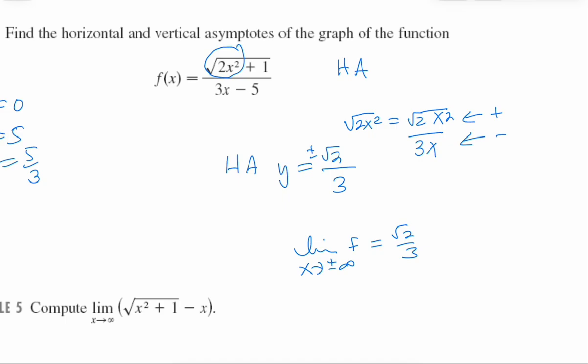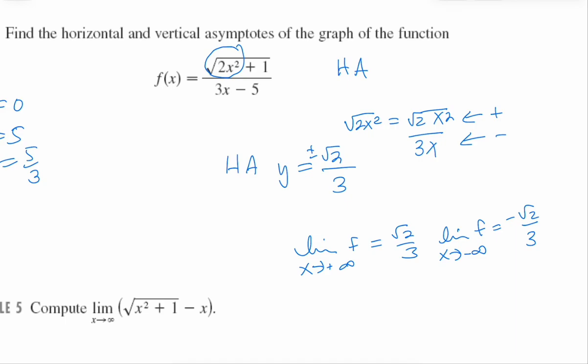So our right end heads to square root of 2 over 3. Our left end heads to negative square root of 2 over 3. And when you plug in a negative, what happens? Well, the top squared it first before it square rooted it, and the bottom didn't, so it stayed a negative. It's a weird case.